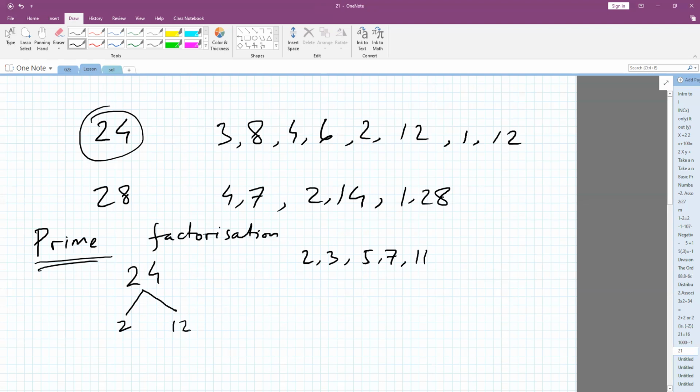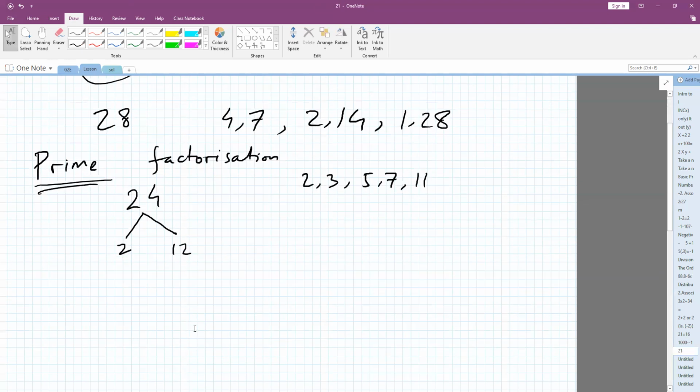Now when you look at the next number, 12, is it still possible to divide this number by 2? Yes. So when you divide 12 by the same prime number, 2, that gives you 6. So the goal here is to divide by the same prime number again and again until you can't divide it by that prime number. And when you can't, you move to the next bigger prime number.